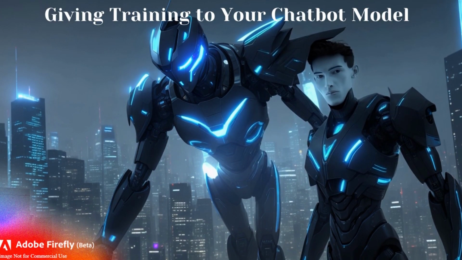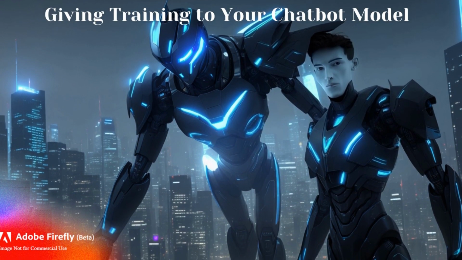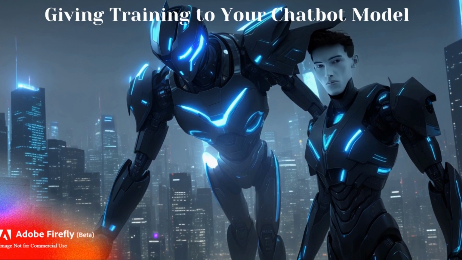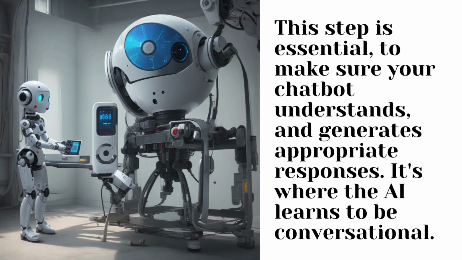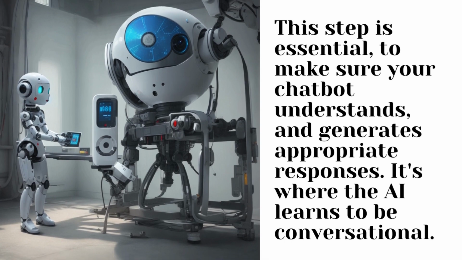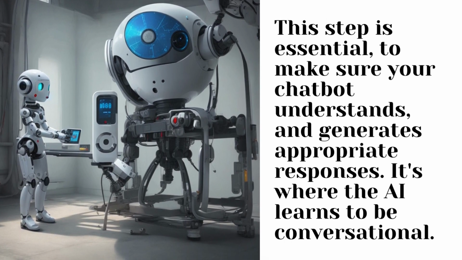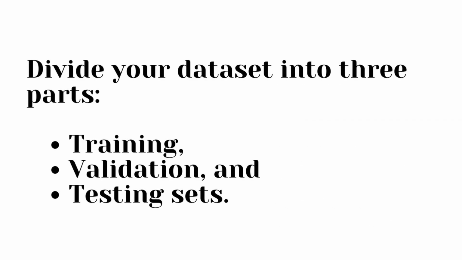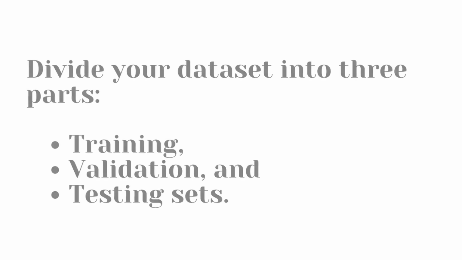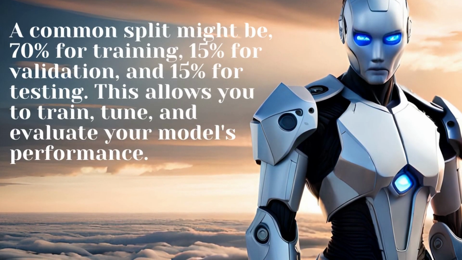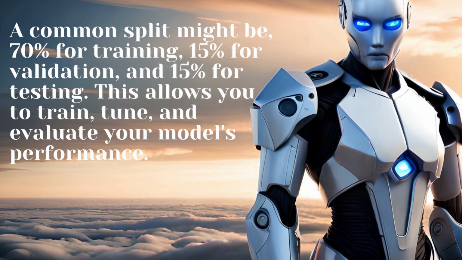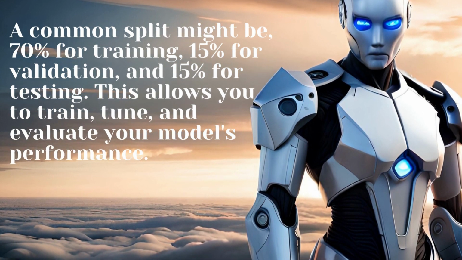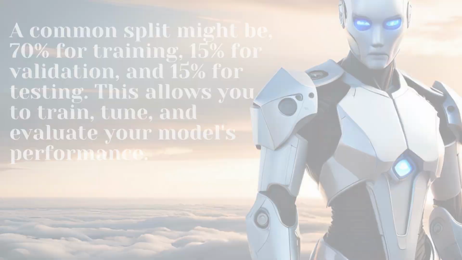Giving training to your chatbot model. Training your chatbot involves fine-tuning ChatGPT on your specific dataset. This step is essential to make sure your chatbot understands and generates appropriate responses. It's where the AI learns to be conversational. Divide your dataset into 3 parts: training, validation, and testing sets. A common split might be 70% for training, 15% for validation, and 15% for testing. This allows you to train, tune, and evaluate your model's performance.